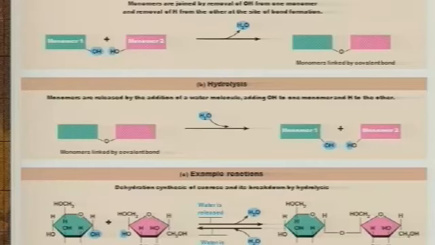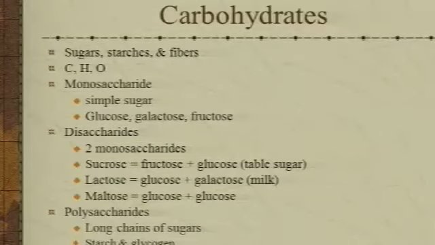The bottom is an actual presentation of the chemical structure of glucose and fructose being bonded together to form sucrose. These are all sugars, okay? And then it shows it's a reversible reaction, so it can go back and forth. So now getting into carbohydrates.